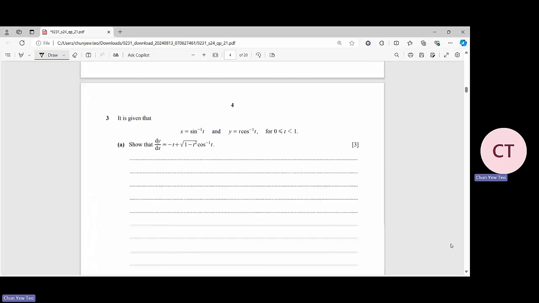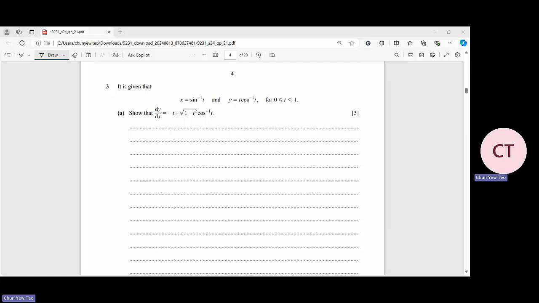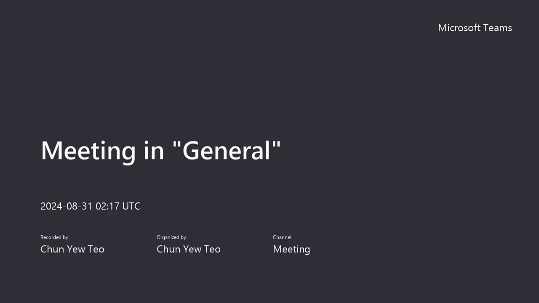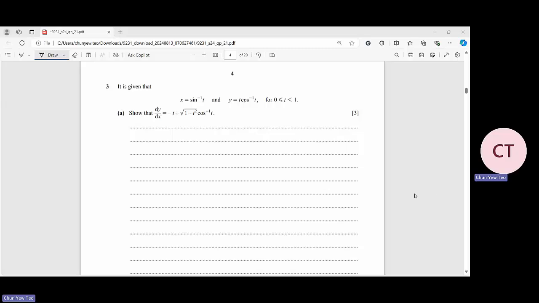Now we move on to question number 3. Okay, now we take a look at question number 3. It is given that x is equal to arc sine of t and y is equal to t arc cos of t, where t is between 0 and 1, including 0 but not including 1. So the question's first part asks you to find dy dx.